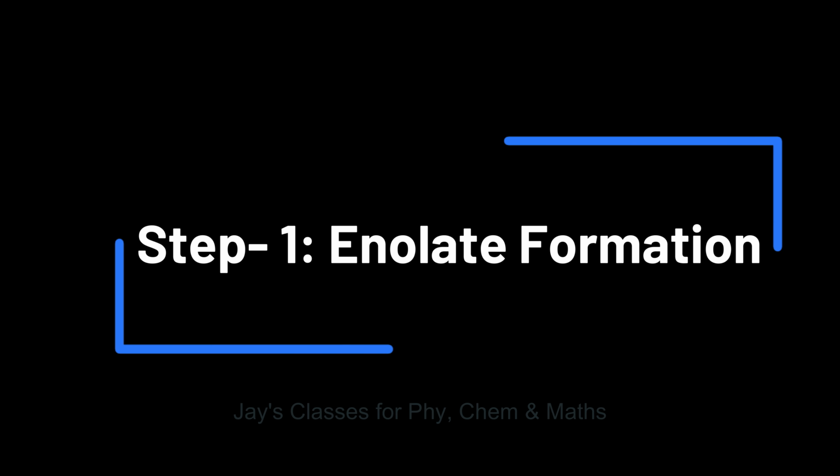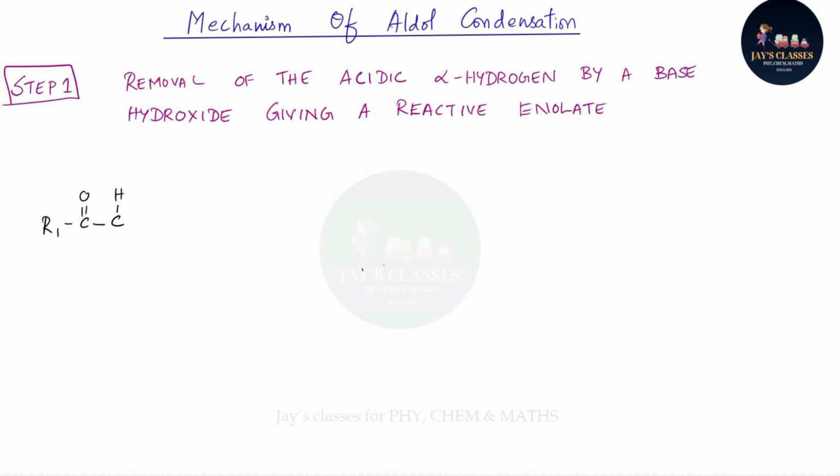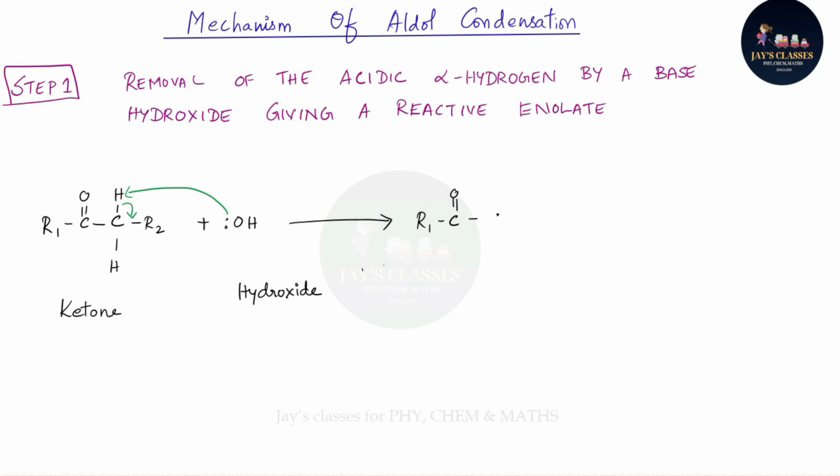Step 1. Enolate formation. The Aldol condensation reaction begins with the removal of an alpha hydrogen from a ketone molecule by a strong base such as hydroxide. This forms a reactive enolate ion which is stabilized by resonance. The hydroxide ion abstracts the alpha hydrogen, resulting in the formation of a water molecule.